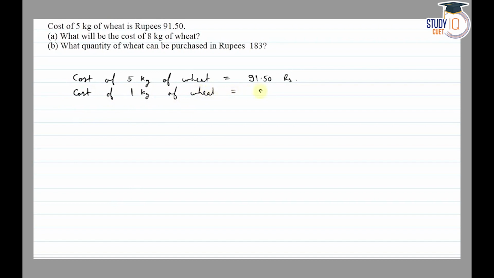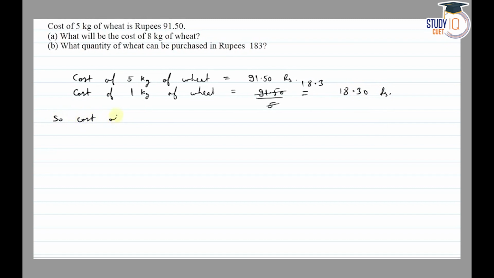wheat is equal to 91.5 upon 5. 5 से कैंसिल आउट कर देंगे, तो हो जाएगा हमारा 5 1 जा 5, 5 4 जा 5 8 जा 40 एंड 5 3 जा 15, तो ये हो जाएगा हमारा 18.30 रुपीज.